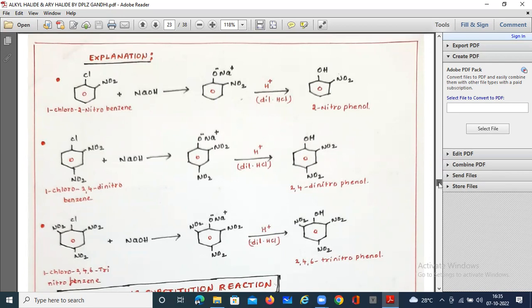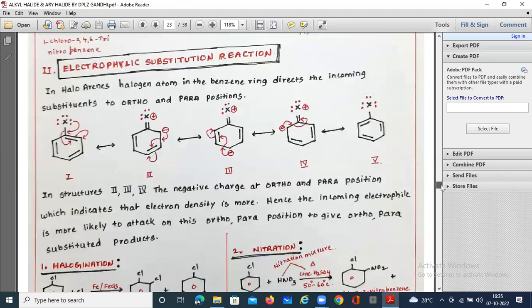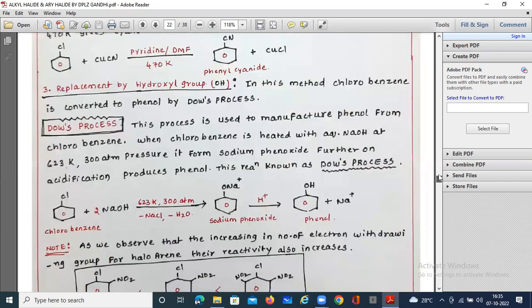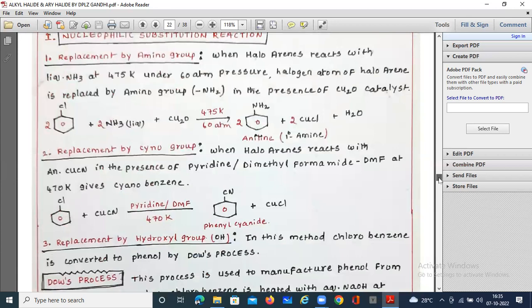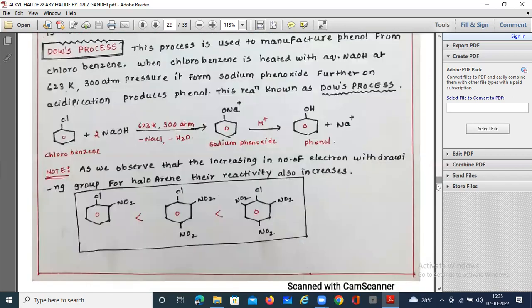That's it. Next, this is the first part, the nucleophilic substitution reactions of haloarenes, which include three types. What are they? First, replacement by amino group. These are the main important ones, don't forget. The second is replacement by cyano group, and the third is replacement by hydroxyl group, which follows the Dow process. In the Dow process, what is the main reagent? Beta, aqueous NaOH.